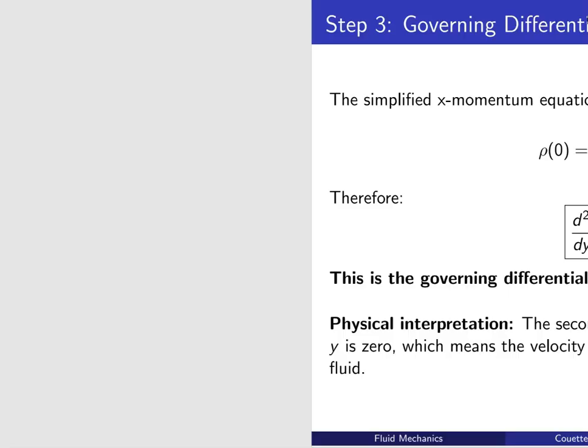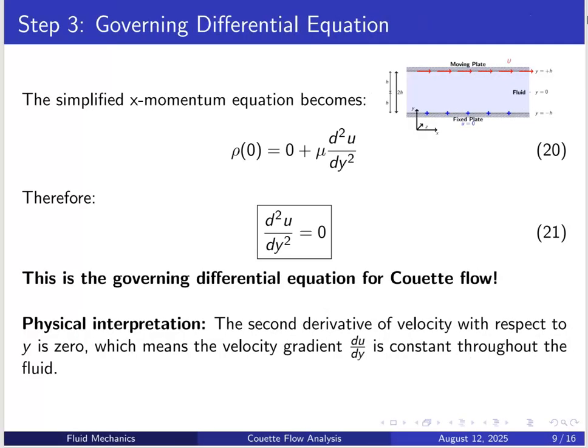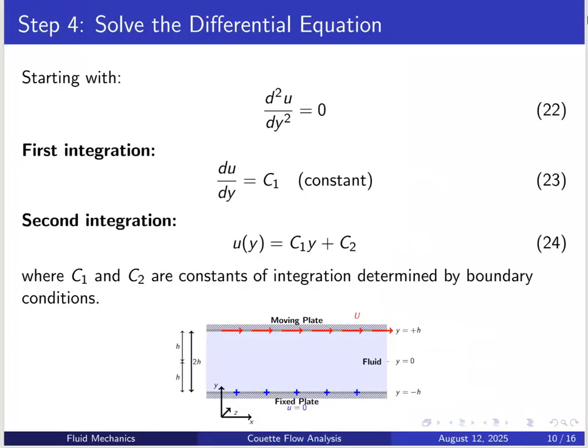Now from here we have to do the integration. So this is the governing differential equation for Couette flow. What is the physical interpretation? The second derivative of the velocity with respect to y is 0, which means the velocity gradient du/dy is constant throughout the fluid. Now this is our starting point.